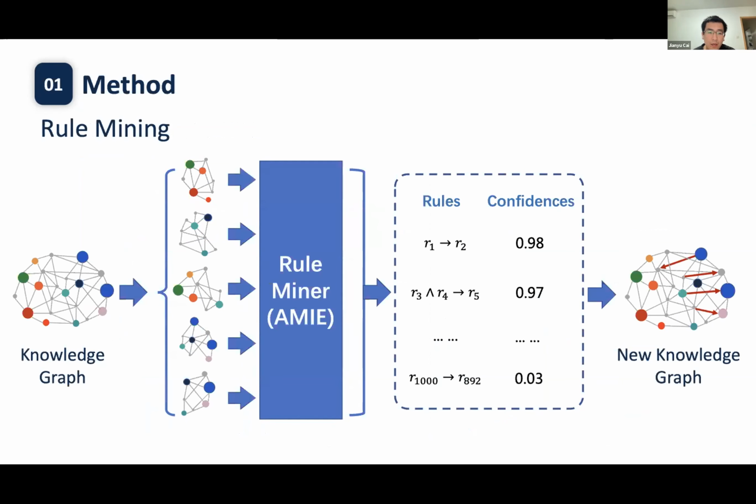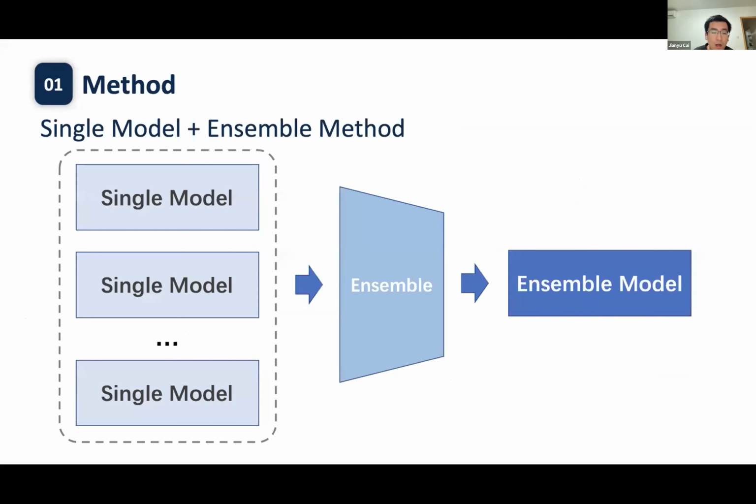First, the rule mining. We use AMIE3 as the rule miner. Since the knowledge graph is too large, we split the knowledge graph into 5 parts and apply the rule miner on each part respectively. We then generate rules based on the knowledge graphs, keep the rules with high confidence, and use them to generate new triplets and add them to the knowledge graph. So we obtain a new knowledge graph.